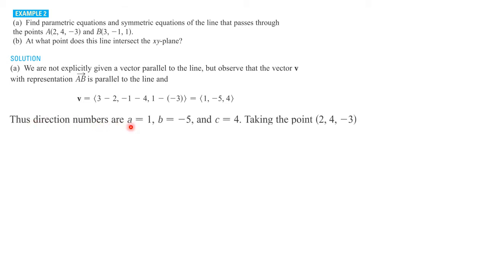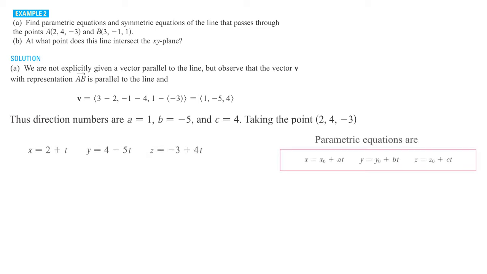So the direction numbers are a = 1, b = -5, and c = 4. We take the first point, (2, 4, -3), and assume it as x0, y0, and z0. Parametric equations are these. So put here all the values. We'll get x = 2 + t, y = 4 - 5t, z = -3 + 4t. Now to find symmetric equations, we solve these equations for t.